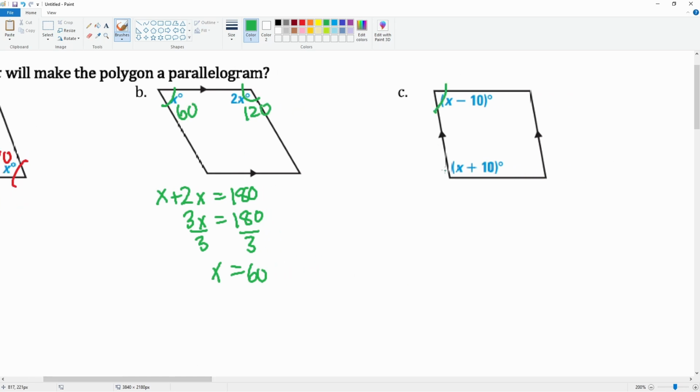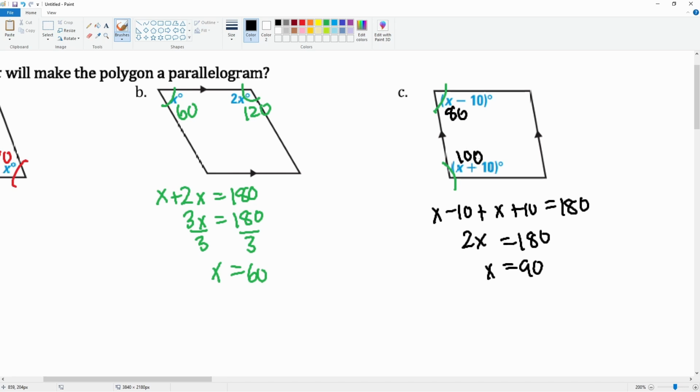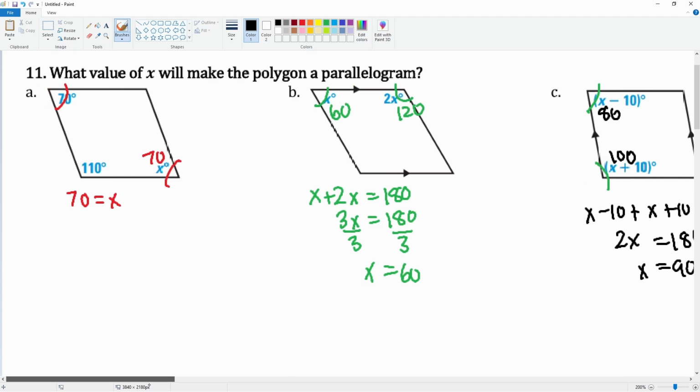This one, these are also consecutive, right? And then, so x minus 10 plus x plus 10 equals 180. 2x is equal to 180, so x is equal to 90. This was 80 and this was 100, right? So those are all the values of x such that will make this quadrilateral a parallelogram.